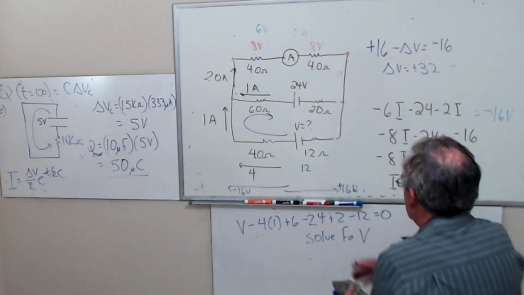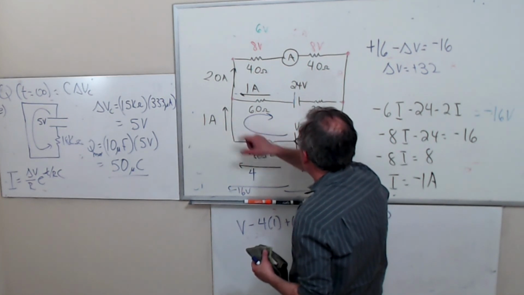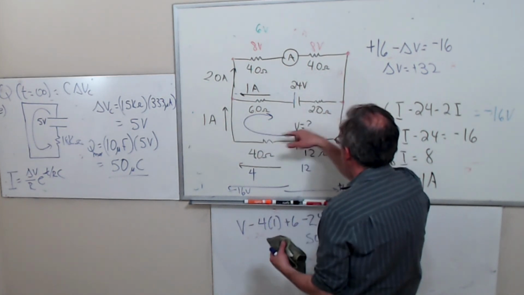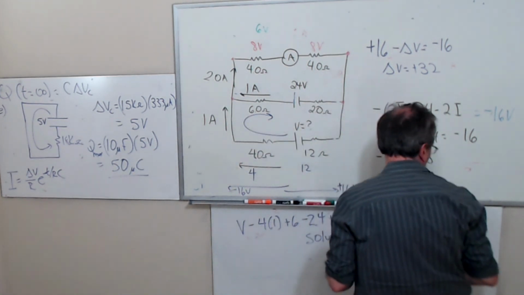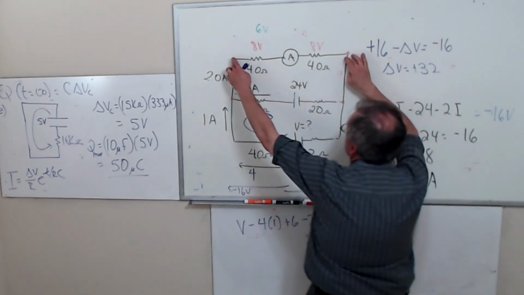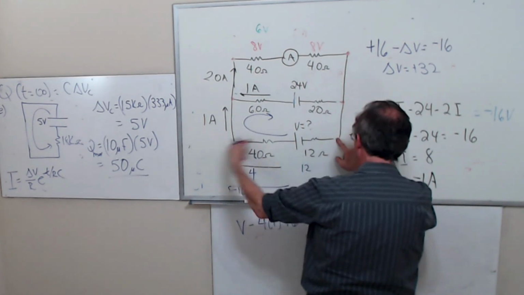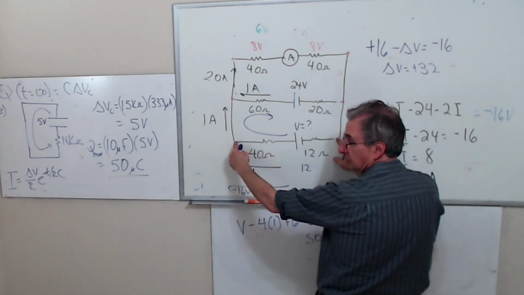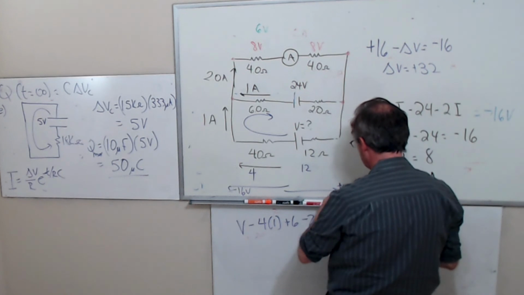So I know this current is 1 amp, and I know this current is 1 amp, and I just use the loop rule. Really I'm using the loop rule, but I'm kind of doing it in my head. I know this is a 16 volt drop. The voltage has got to drop by 16 volts this way, so this has to be 32 volts.